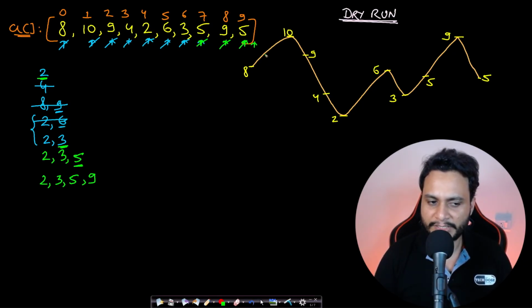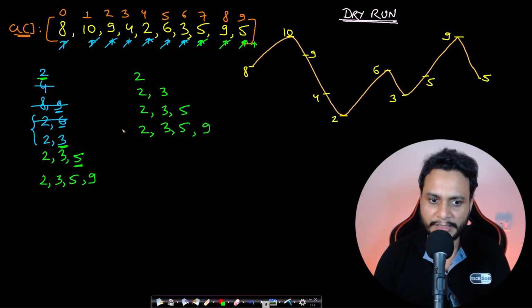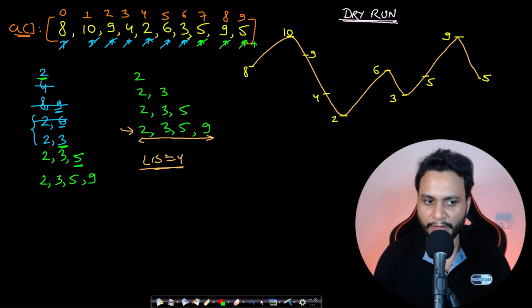And we are done parsing all the elements. So what do we have currently? We have 2, we have 2, 3, we have 2, 3, 5, and we have 2, 3, 5, 9. So you know that the list with the longest length will be our answer. So the LIS here is of length 4, and this is how we can solve it.